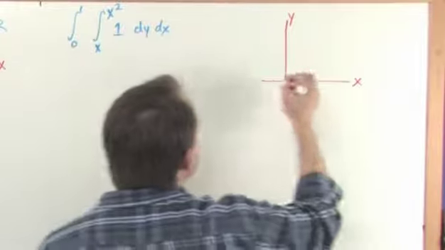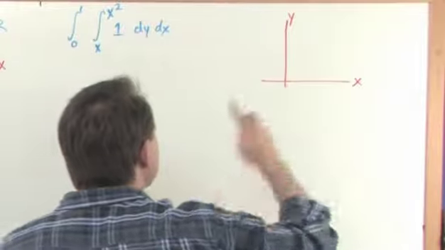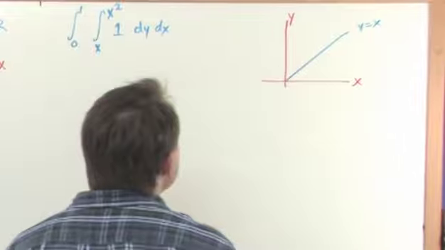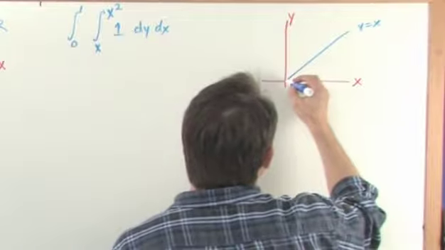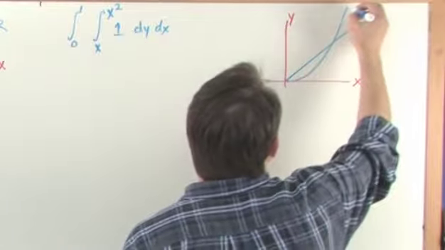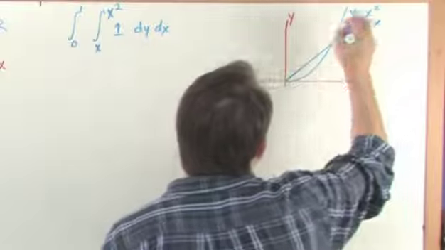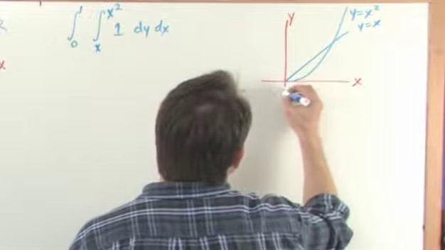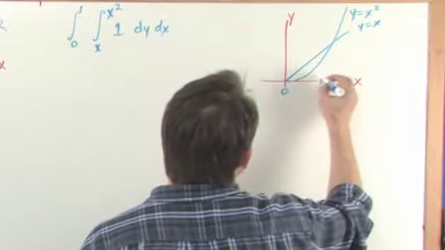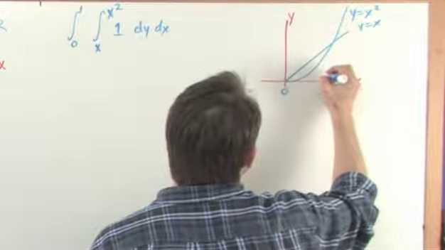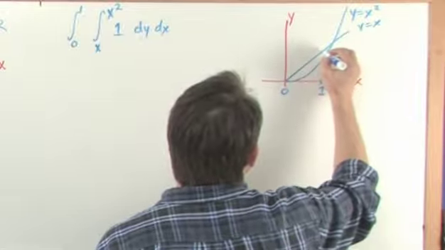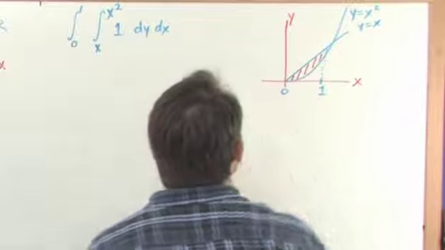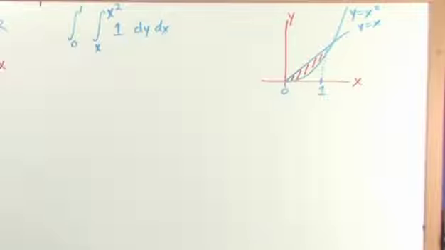Now, the function y is equal to x looks something like this. Y is equal to x, okay? And the function y is equal to x squared looks something like this, up there. And I'm integrating from x is equal to 0 to x is equal to 1. So effectively what you've done is you've bounded this thing like that. So you're integrating over that region R.